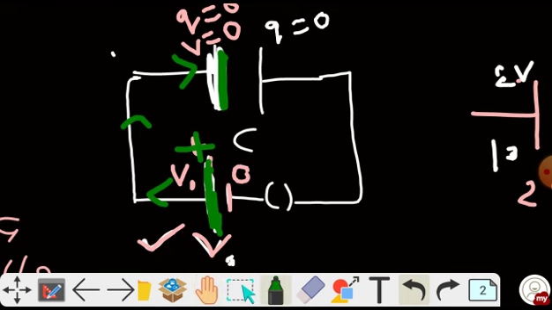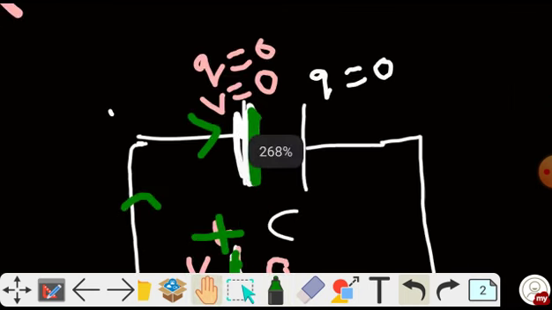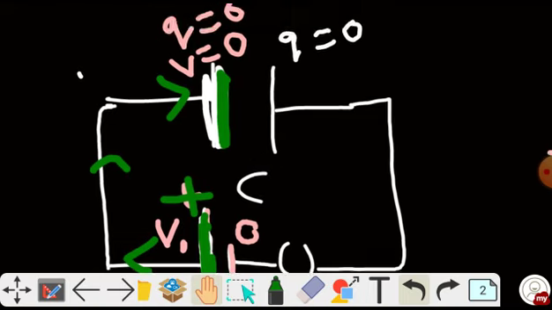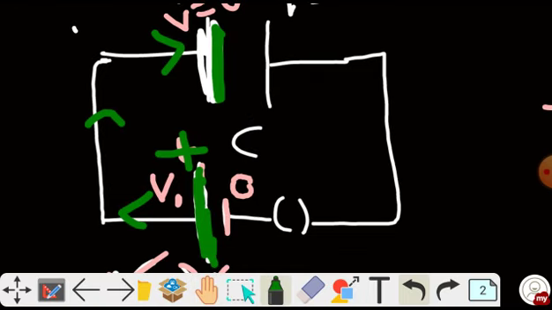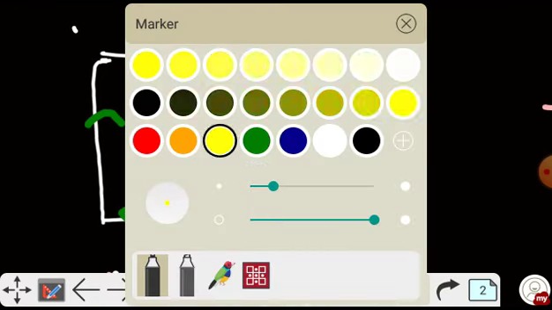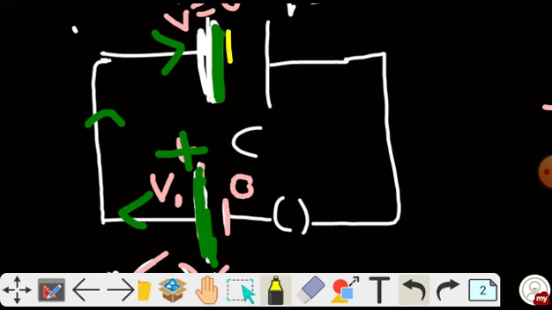That means on this positive plate of the capacitor, a positive charge will start accumulating, because the battery is sending a positive charge towards it. So this plate will acquire a positive charge. As a result of this positive charge, the other plate will acquire a negative charge due to induction. Okay, cool. So this is the whole thing we are getting here.